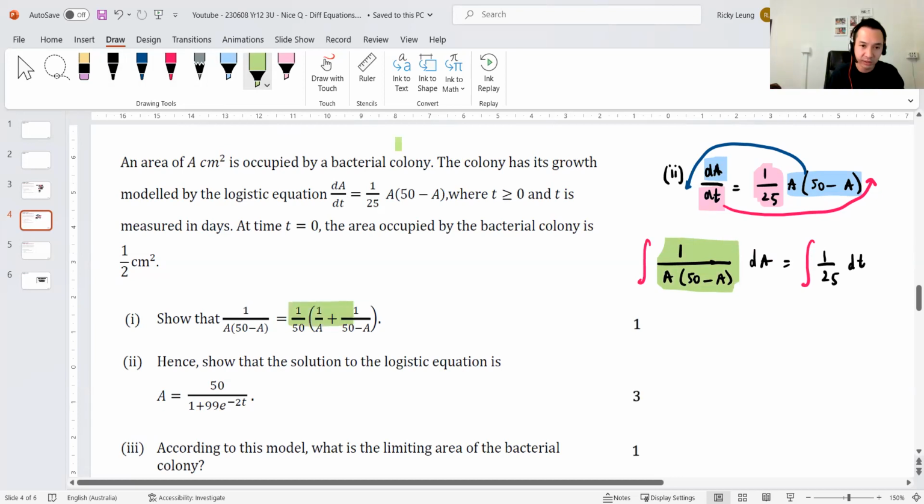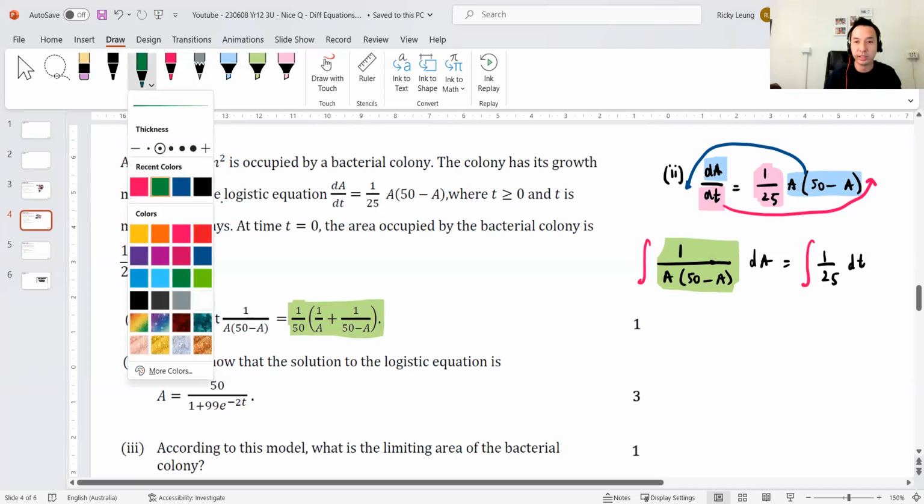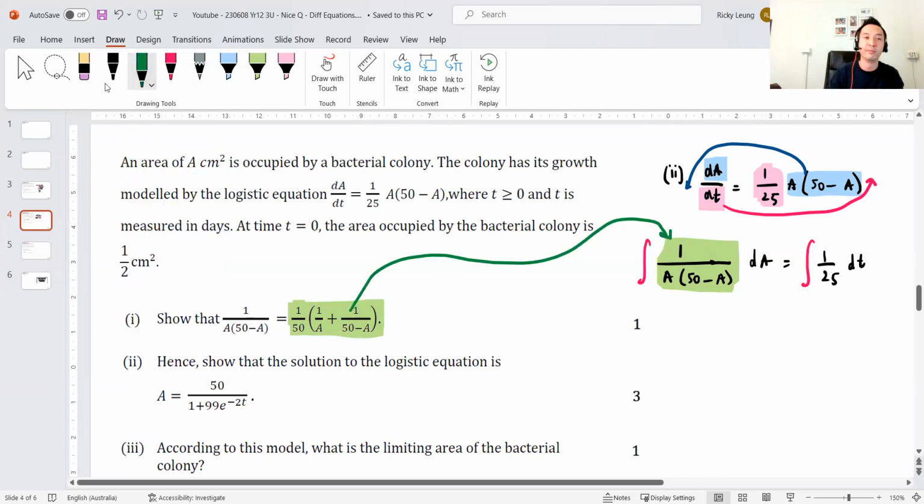That's why they make us do part 1. So I can use that, I can pop that expression into here, right? So I can then integrate it. So it becomes like integral. Now, I'll bring the 150 outside when I do this. Integrate 1 on a plus 1 on 50 minus a dA.